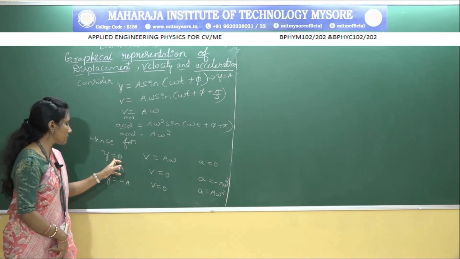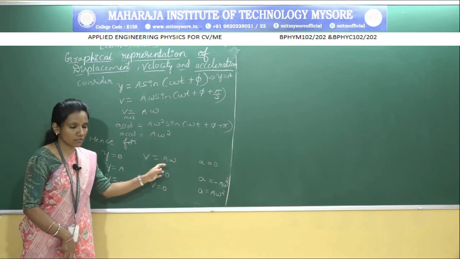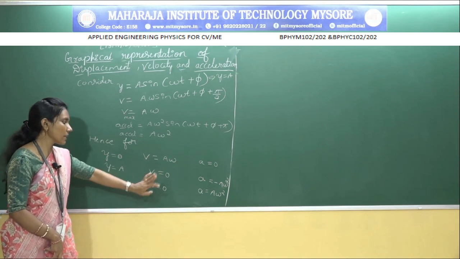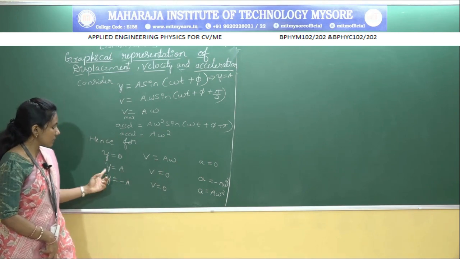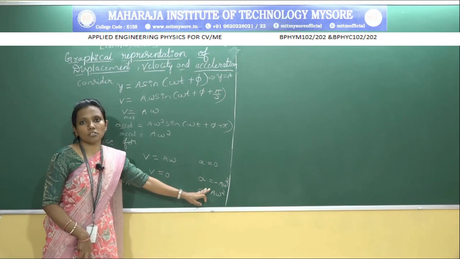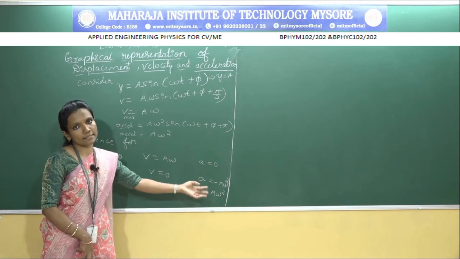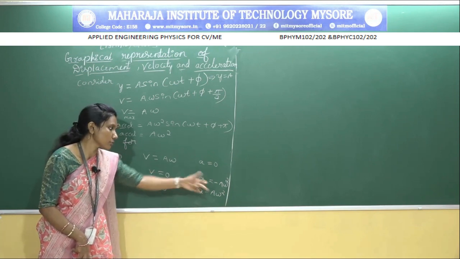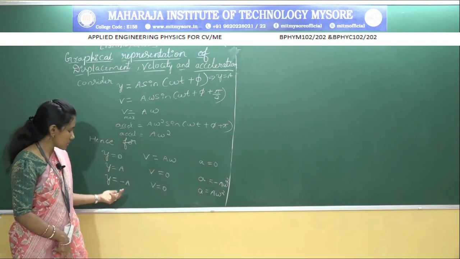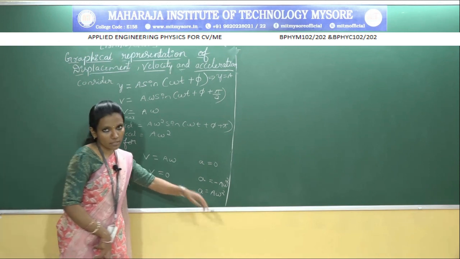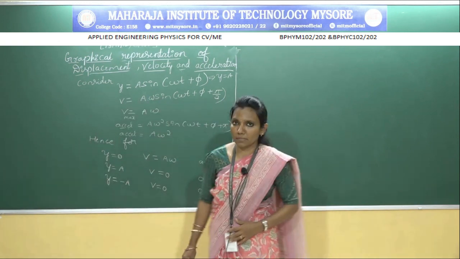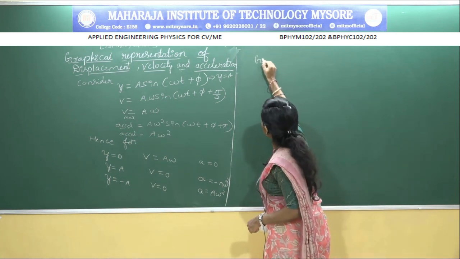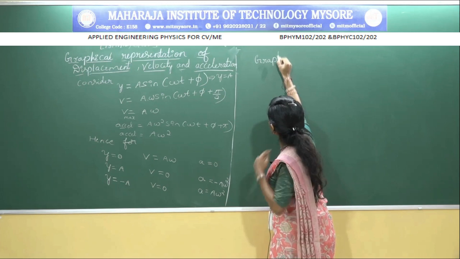So when the displacement is maximum, the velocity will be 0, and when the displacement is 0, the velocity will be maximum. The displacement and acceleration are opposite in sign. If the displacement is positive, then the acceleration will be negative. When the displacement is negative, the acceleration will be positive. So the graphical representation is shown below.